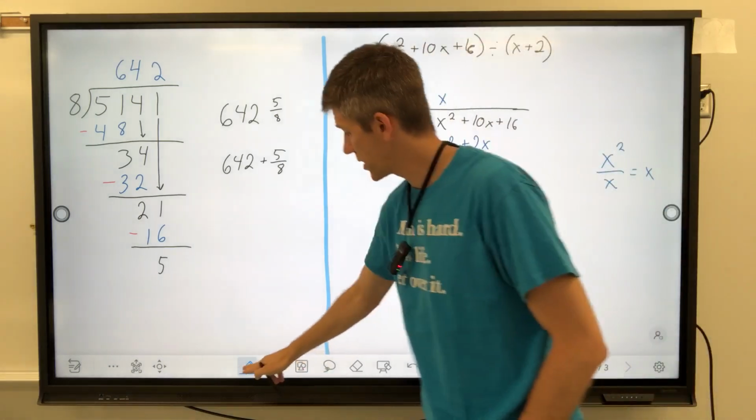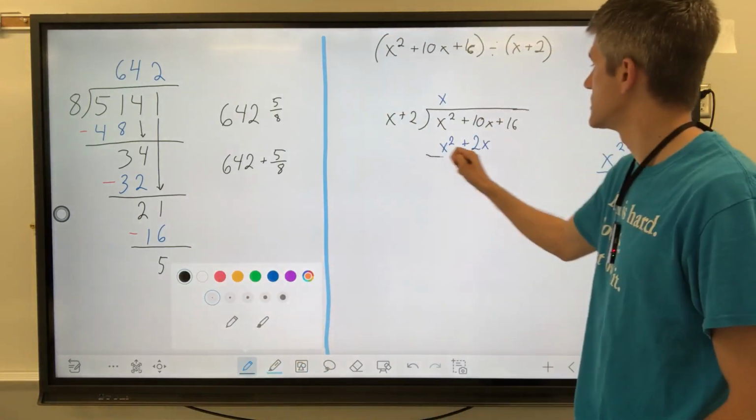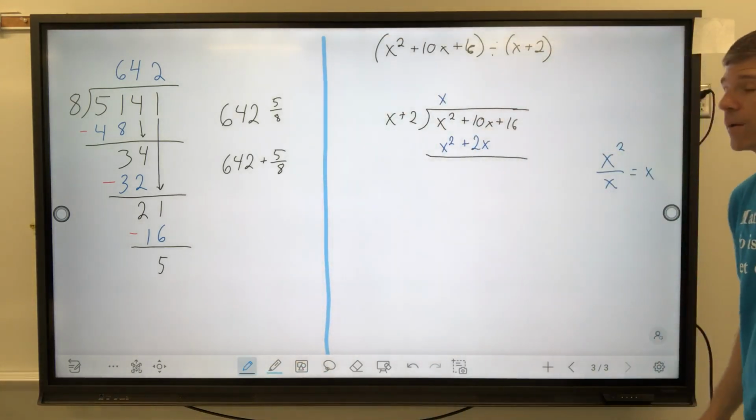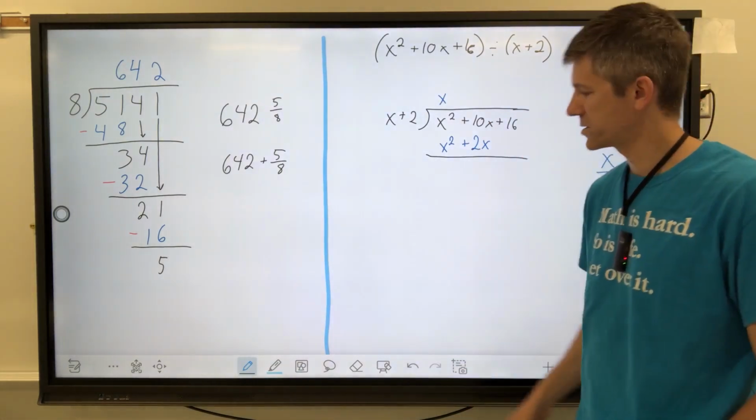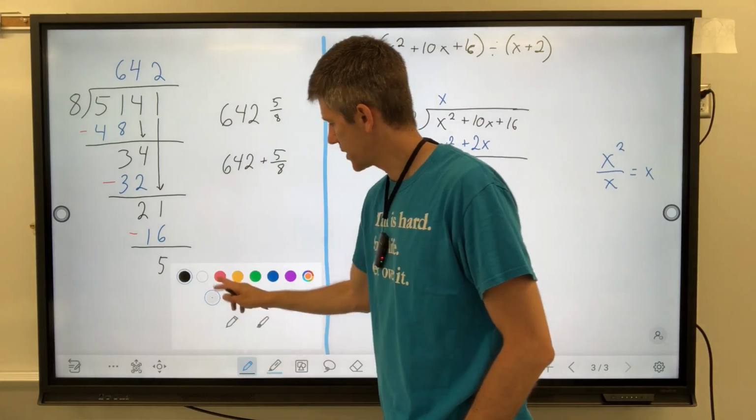And then we're going to switch colors. Draw this line right here. And we're going to subtract. Now what about the 16? He'll wait. He'll just wait his turn. Just like a good constant should.